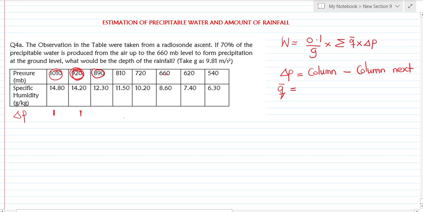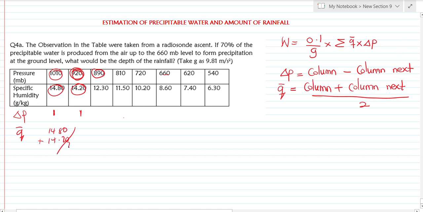But the average specific humidity is given by the column that you find yourself plus the column that is next, divided by 2. So if I want the average, it is simply this plus this divided by 2. So it's going to be 14.80 plus 14.20 divided by 2. Do you get it? So I'm going to draw a table, then we go into details.